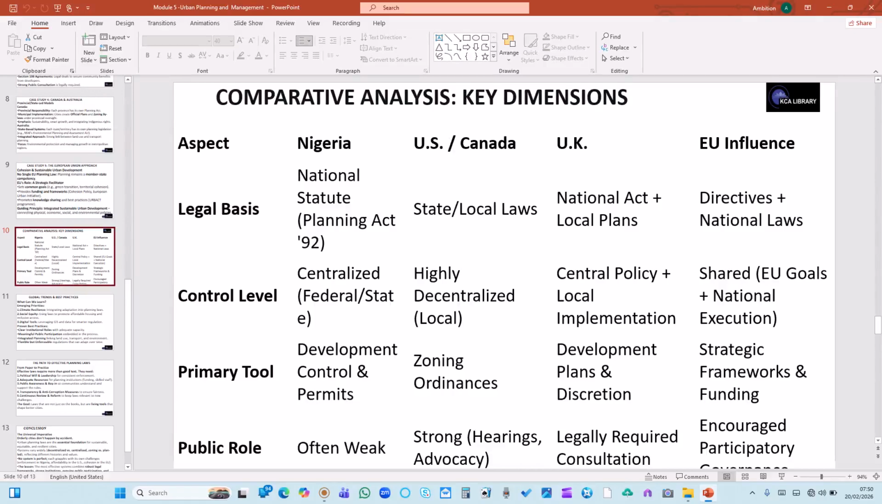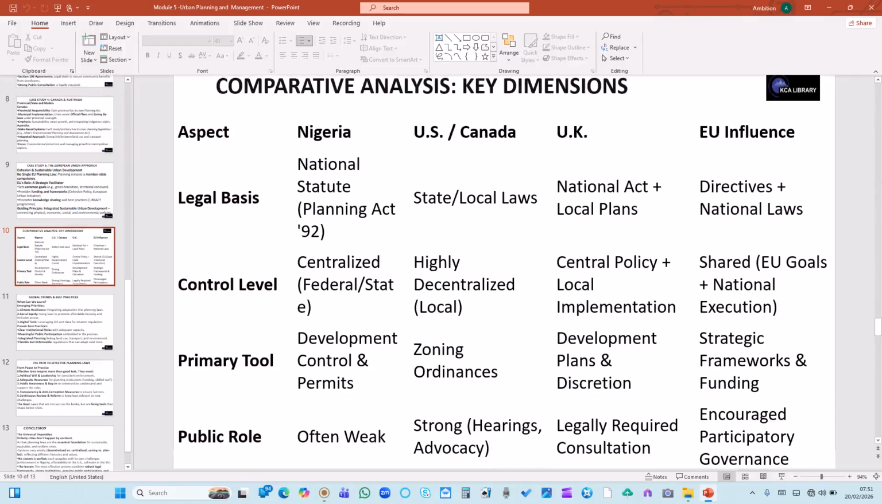Then the public role. In Nigeria, it is often weak, so it is characterized by a weak public role. That is, public enforcement is very weak. In the US and Canada, the public role is very strong. That is, hearings and advocacy. Then in the UK, it legally requires consultation. Then in the European Union influence, the public role encourages participatory governance.